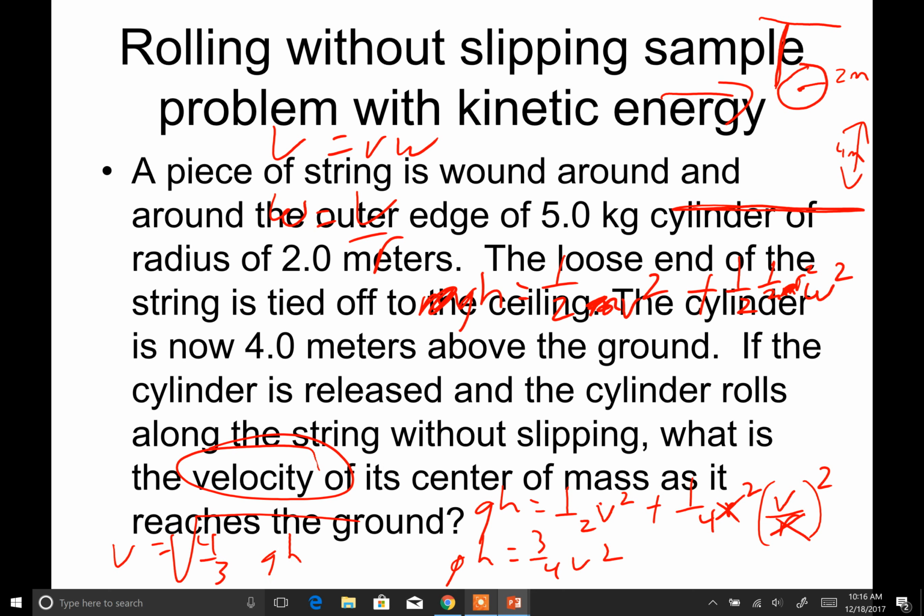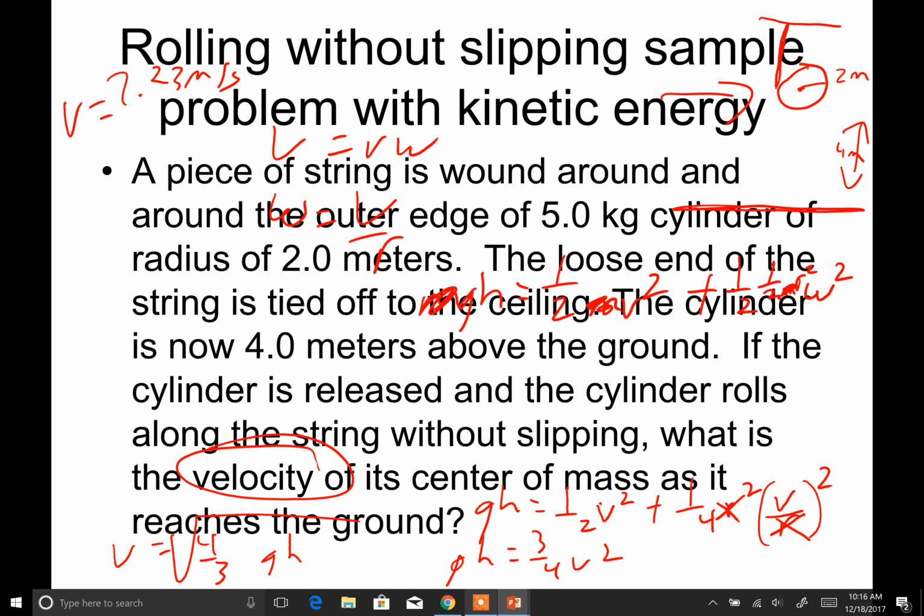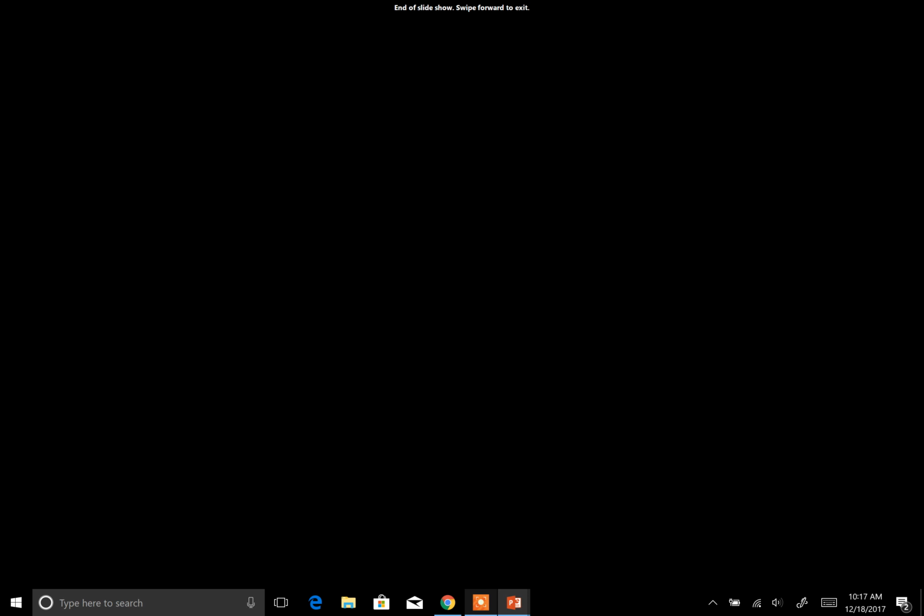If we plug in our numbers, we plug in g, 10, we plug in the height, 4, we end up with a velocity here of 7.23 meters per second. So this is a situation where an object is rolling without slipping, and in that case, we're setting its initial potential energy equal to its translational kinetic energy plus its rotational kinetic energy. And that's it for our presentation on rotation.